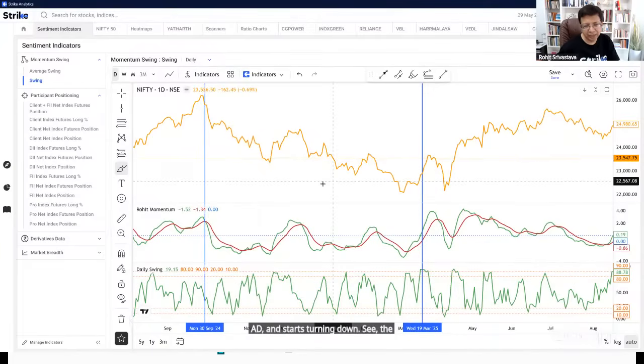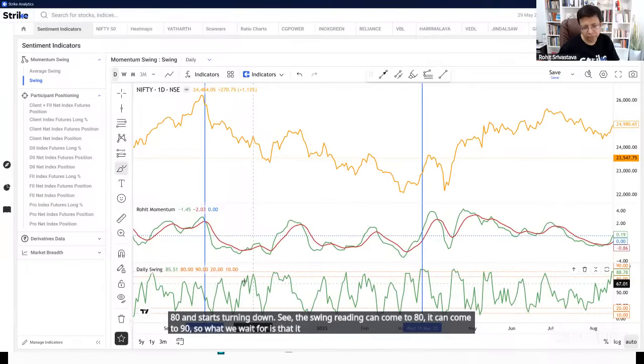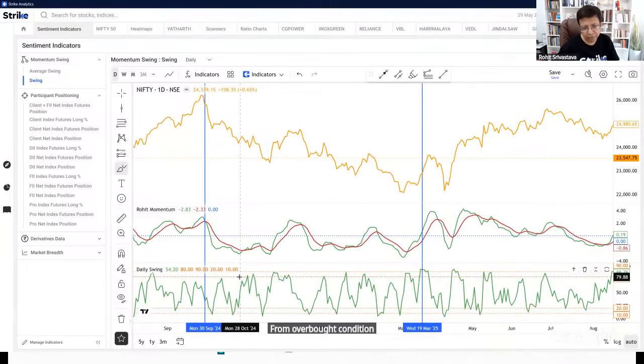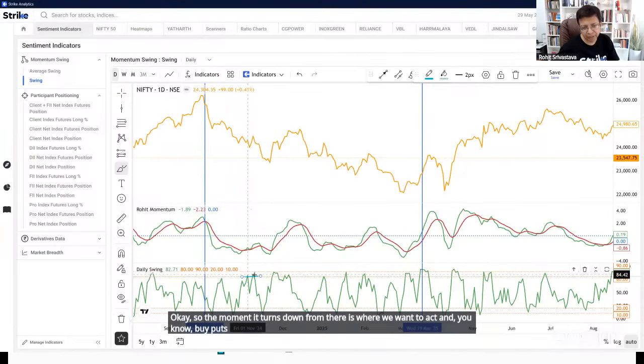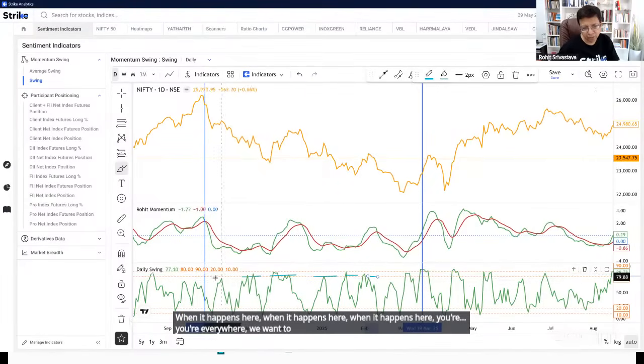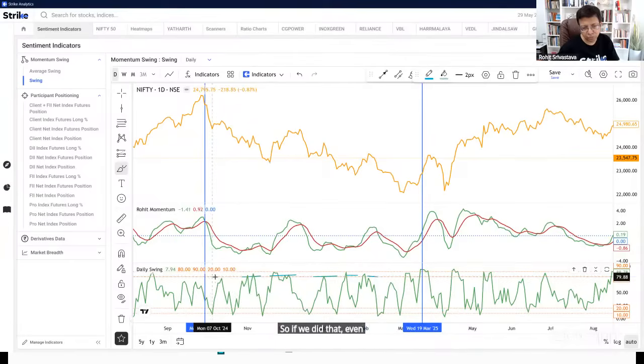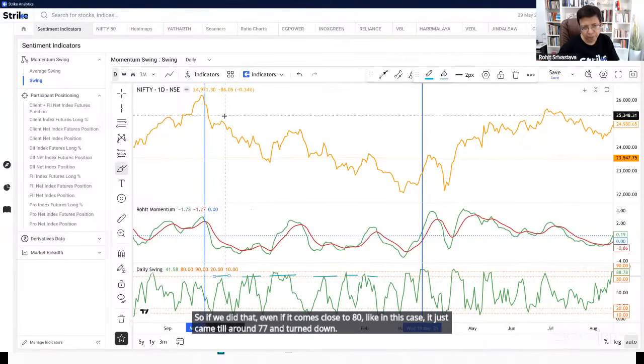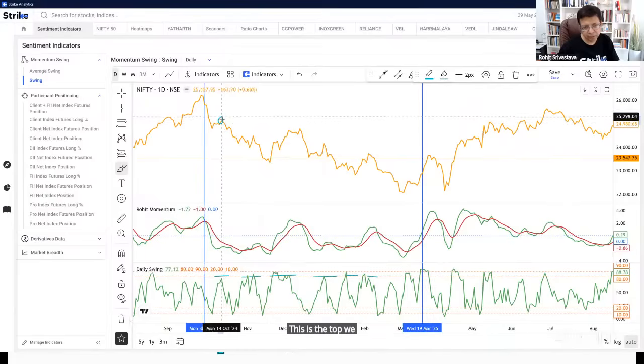See, the swing reading can come to 80, it can come to 90. So what we wait for is that it turns down from overbought condition, like here. Okay, so the moment it turns down from there is where we want to act and buy puts for that trade. When it happens here, when it happens here, when it happens here, everywhere we want to try and do that. So if we did that, even if it comes close to 80, like in this case, it just came till around 77 and turned down. This is the top we got on that.